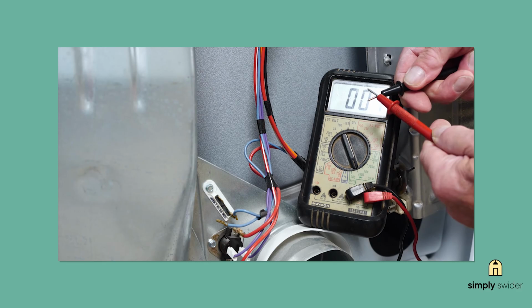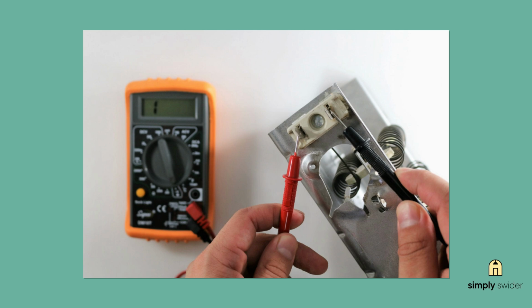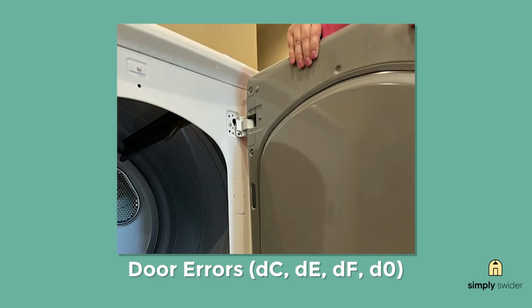Here's your fix. Grab that lint filter and run water through it. If the water pools instead of flowing right through, you've got waxy buildup that's restricting airflow. Clean that filter thoroughly. Then check your outside vent. Make sure air's blowing out freely when the dryer's running. For electric models, also verify you're getting proper voltage at the outlet. If cleaning doesn't solve your HC error, you might have a shorted heating element or stuck relay on the control board.